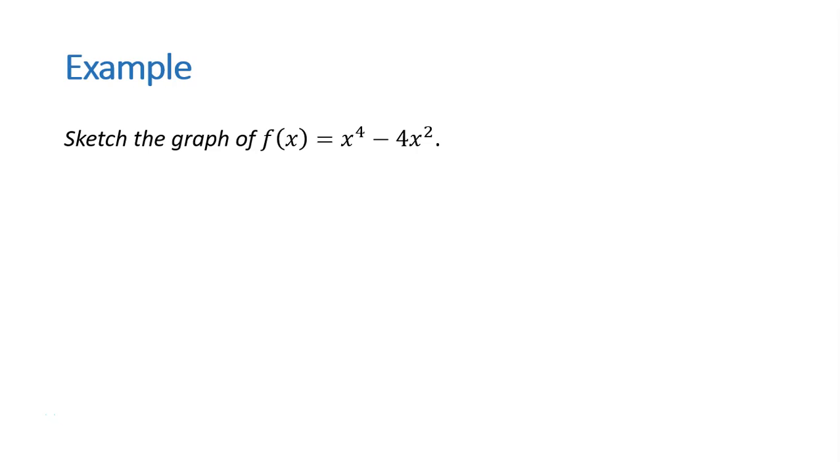So we're in a different situation now. Now our polynomial is not pre-factored for us. So finding the leading term will be fast, but finding the zeros, finding the x-intercepts may take a little bit more work. So let's start with the end behavior.